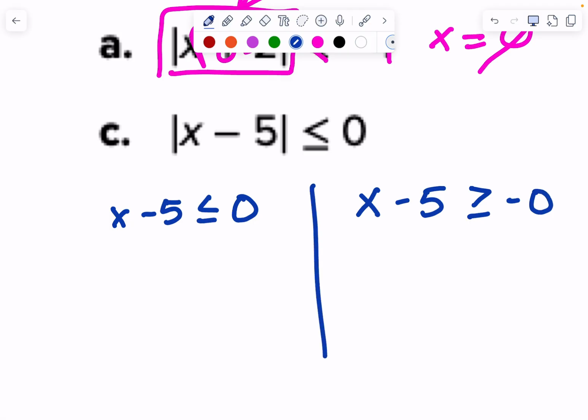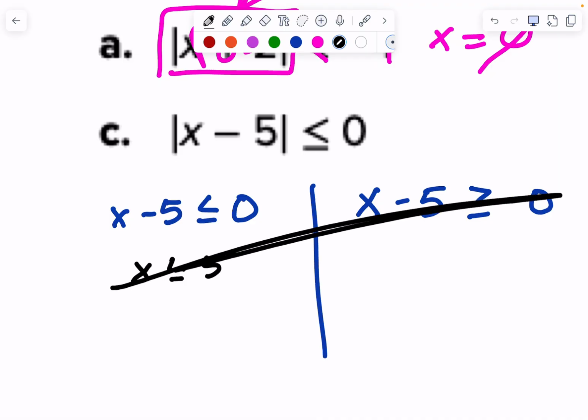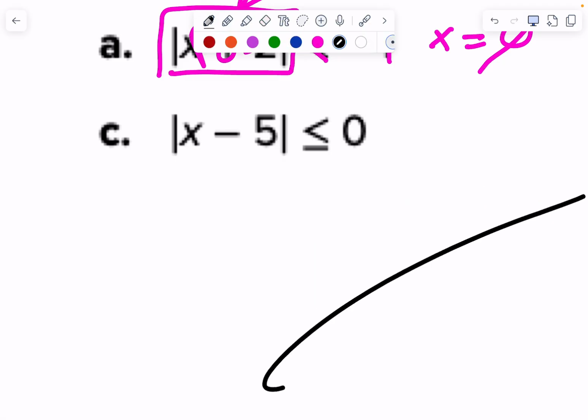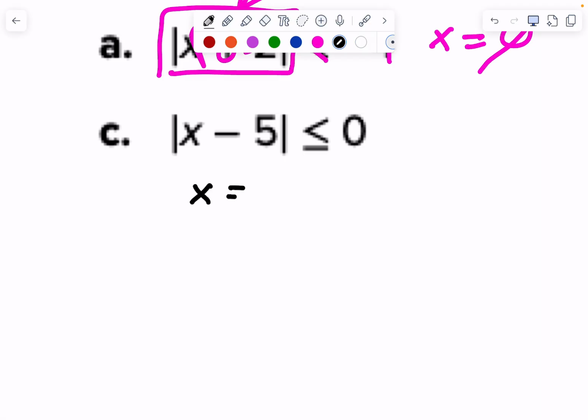Don't write this down. I'm just going to see if this pans out. x is less than or equal to 5? Nope, that's not going to work. It's going to give you an incorrect answer if you try to do it with the two cases. The only way of getting this as an answer is if 0 is the answer, and the only way of getting 0 is if x is equal to 5.